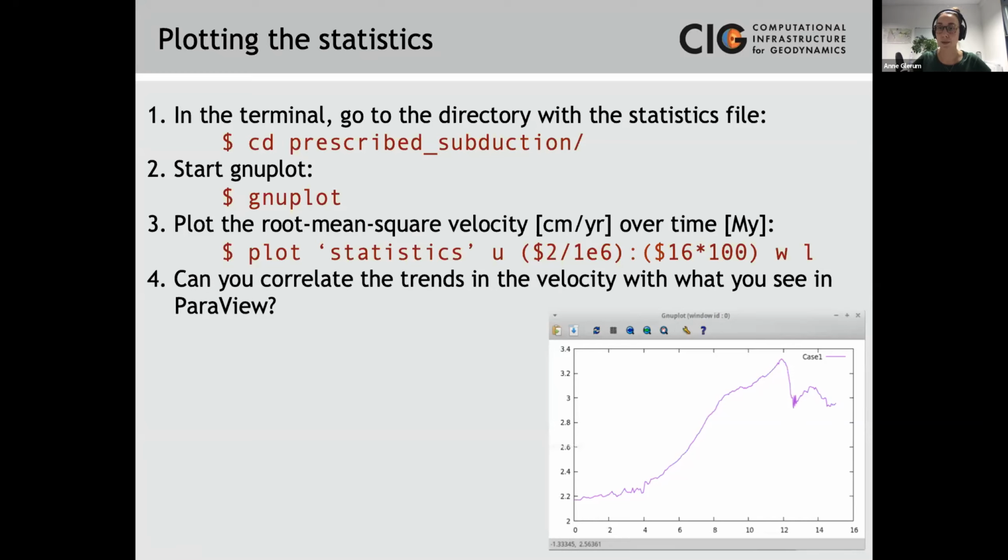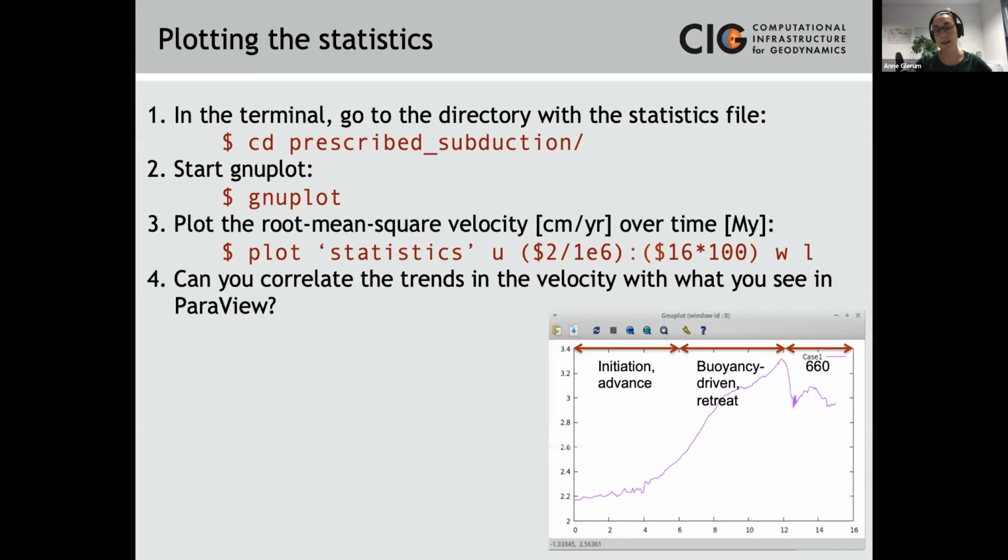I will talk about what this lab is doing. If we look at the root mean square velocity over time, together with what is happening in ParaView, we can distinguish three phases. First, there's the subduction initiation phase, where the slab's being pushed in. This is what's driving the subduction. We're forcing the slab to enter the subduction, and this is paired with advance of the trench.